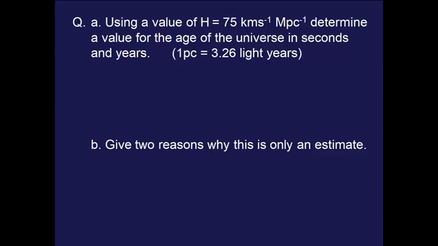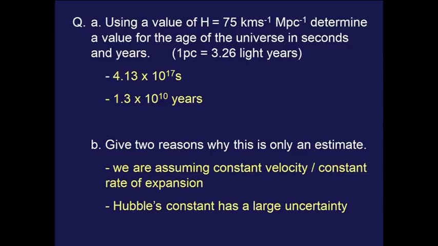Assuming you've done this now, then you should come out with those two values there, 10 to the 17 seconds and more like 13 billion years, which is the accepted value. Now the reason this is an estimation or an uncertainty is because we're assuming at this stage there's a constant expansion, a constant rate of expansion. That's the first thing, and the second thing is that the reason this is an estimate is because Hubble's constant has a large uncertainty. But what we're going to come to now is the fact that really the universe is not expanding at a constant rate.